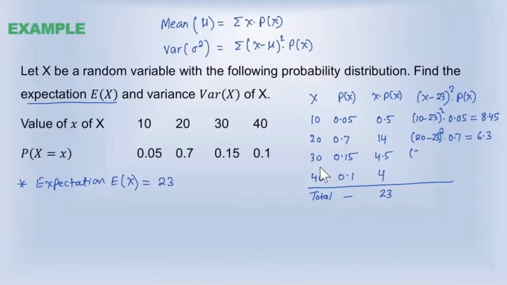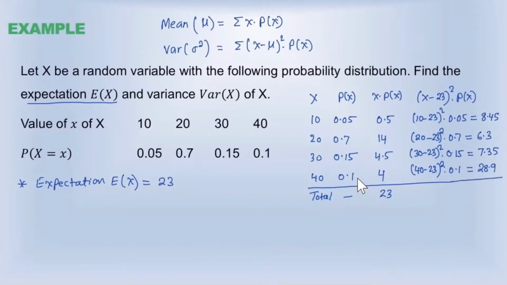So it is (30 minus 23) squared times your probability, 0.15. If you type this in your calculator, make sure you check it. You should get 7.35. And the last one, your x is 40. So (40 minus 23) squared times the probability there, 0.1. If you do that, you should get 28.9.